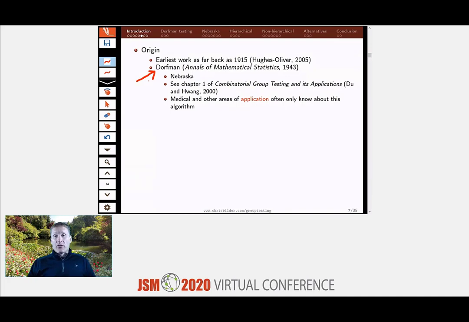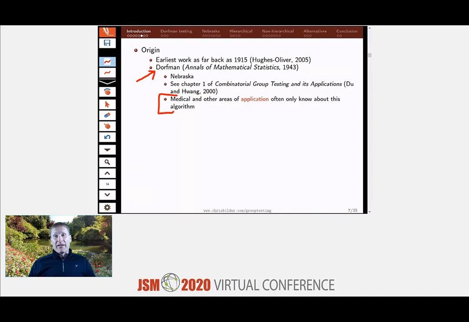Now, the way that Dorfman suggested to do group testing is essentially what we're using in Nebraska. Test in groups. If a group is positive, then go to a second stage of testing and test each specimen individually. Most people in medical fields and in many other fields of application often think of this as the only way to implement group testing.